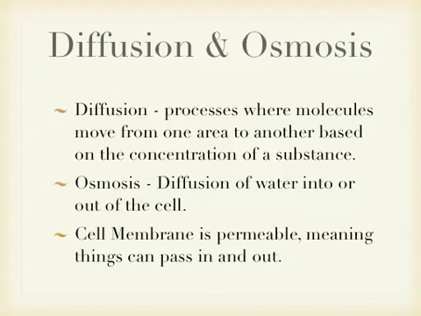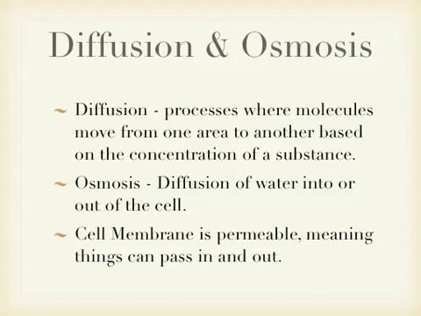Diffusion and osmosis. Diffusion is the process where molecules move from one area to another based on the concentration of a substance. Osmosis is the diffusion of water into or out of the cell. Diffusion and osmosis are very, very similar. In order for either one of them to happen, the cell membrane has to be permeable, which means things can pass in and out of it.